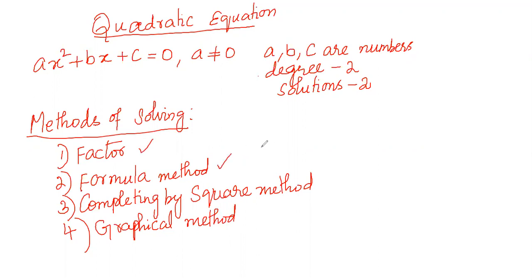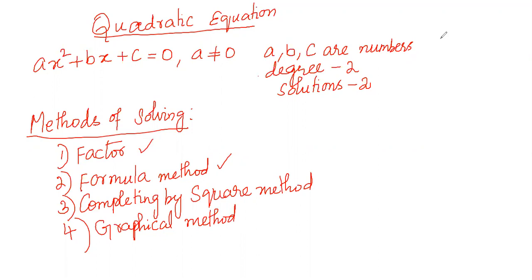So you have to know basically the general form of a quadratic equation. You should know that a should not be equal to 0. And what are the methods of solving? You can solve quadratic equations by the factor method, by the formula method, by the completing the square method, or by the graphical method.